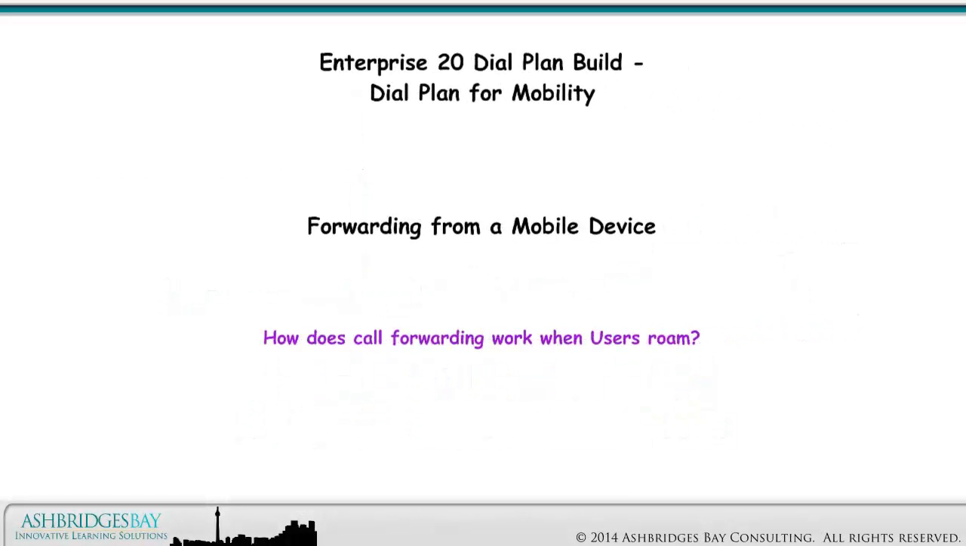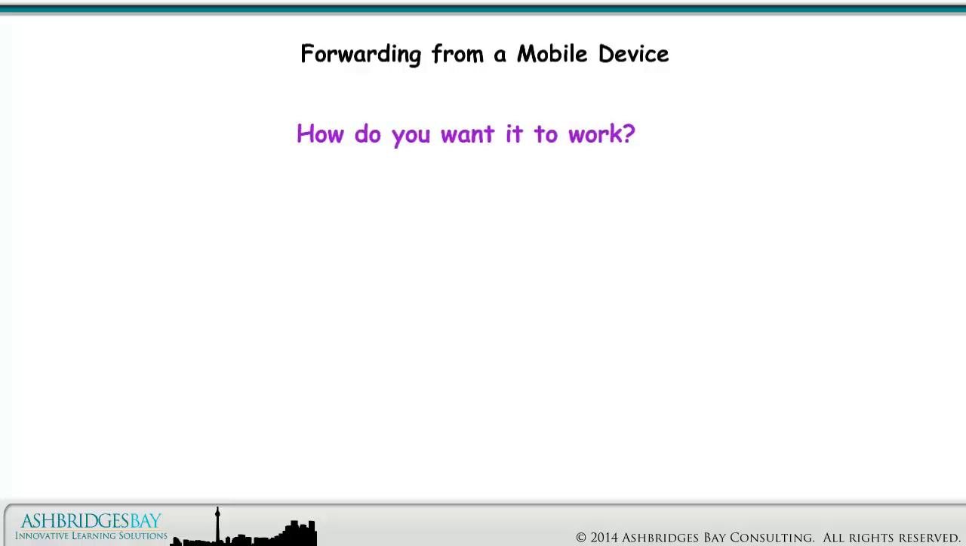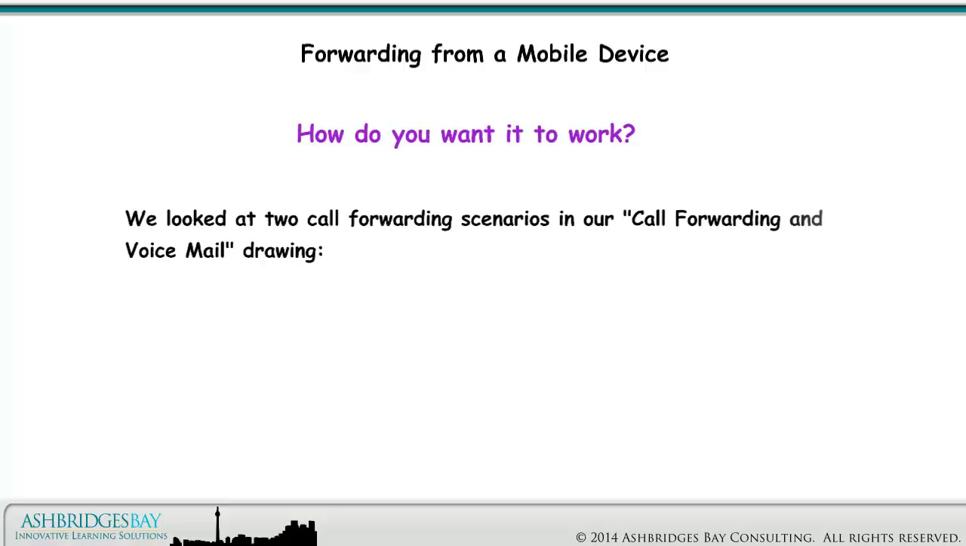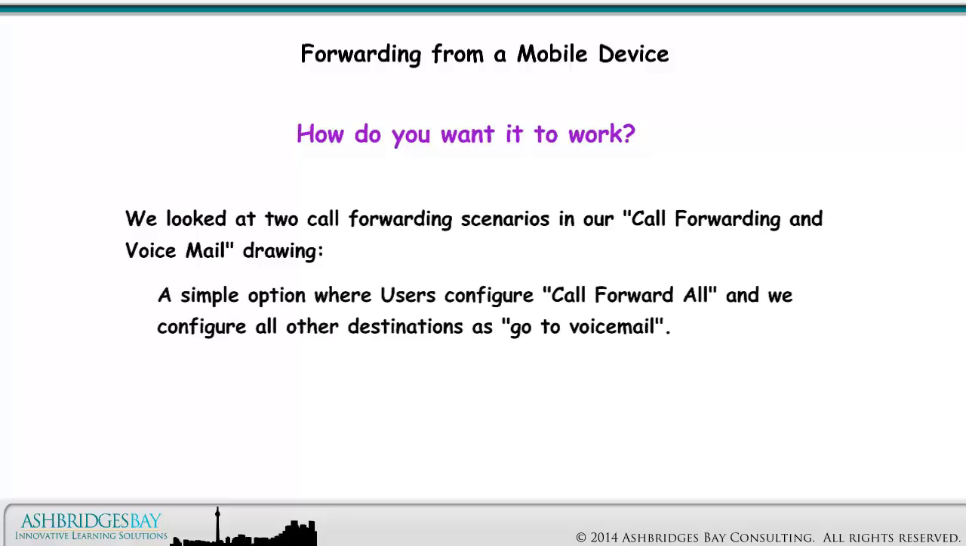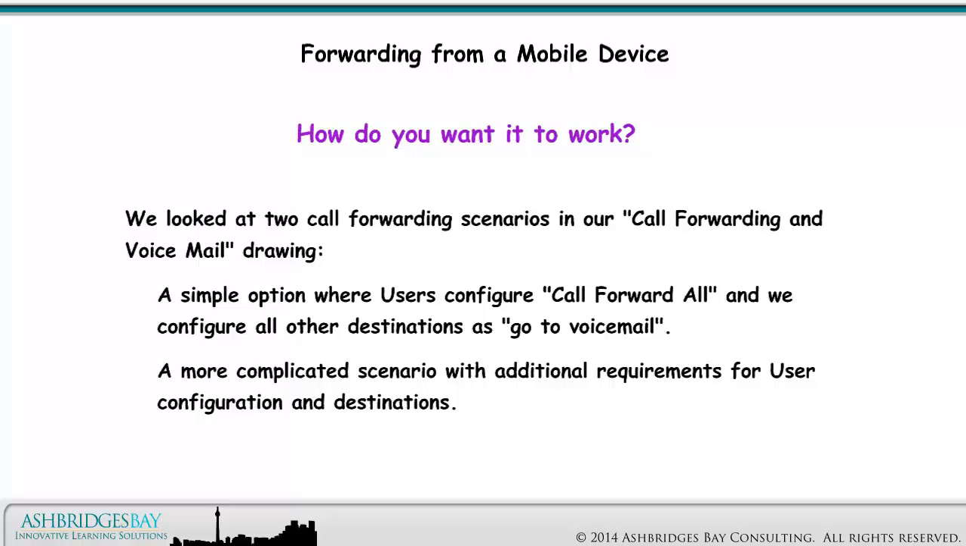How does call forwarding work when users roam? How do you want it to work? We looked at two call forwarding scenarios in our call forwarding and voicemail drawing: a simple option where users configure call forward all, and we configure all other destinations as go to voicemail, and a more complicated scenario with additional requirements for user configuration and destinations.